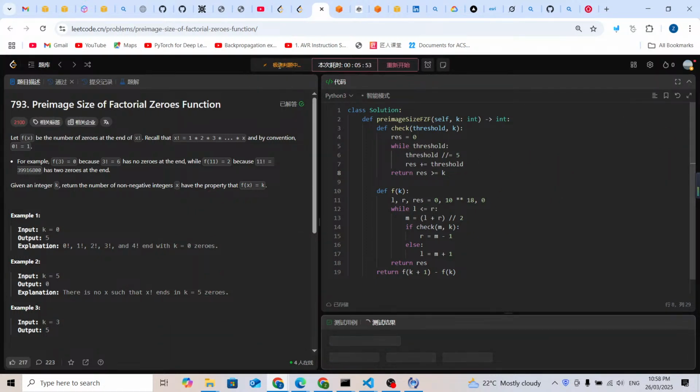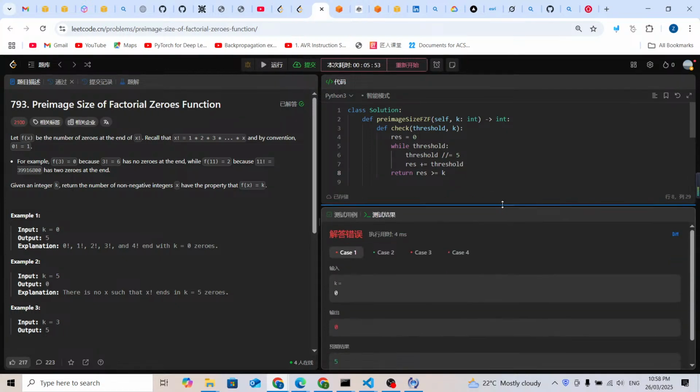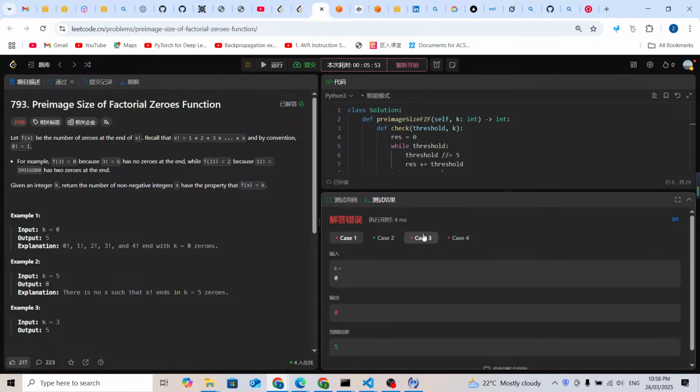Now let me just run it. It didn't work. Let me check. Yeah, this means I cannot pass. Let me think about it.